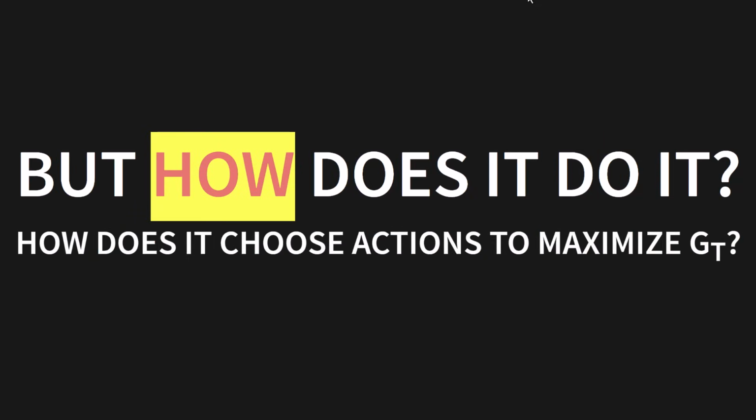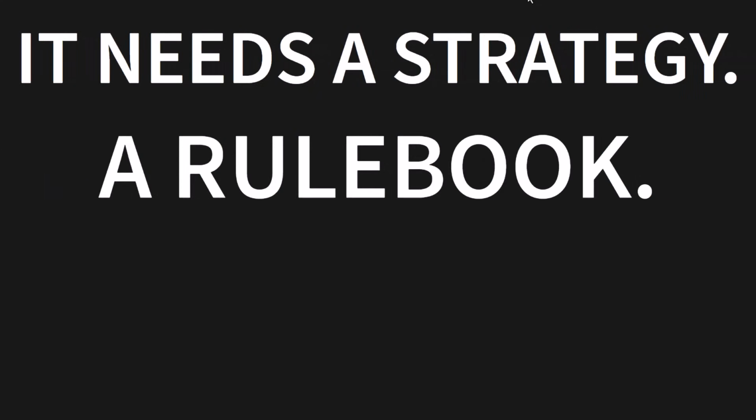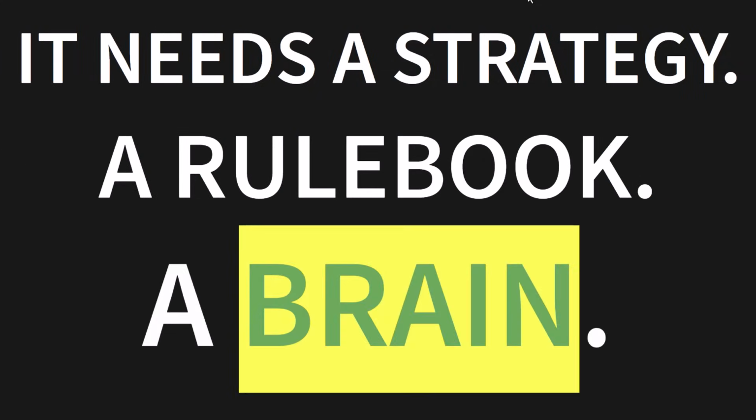But how does it do it? How does it choose which actions, which moves, will lead to the highest value of G_t? It needs a strategy, a rulebook, a brain. And that's what we're building next. We're giving our AI a brain, the policy.